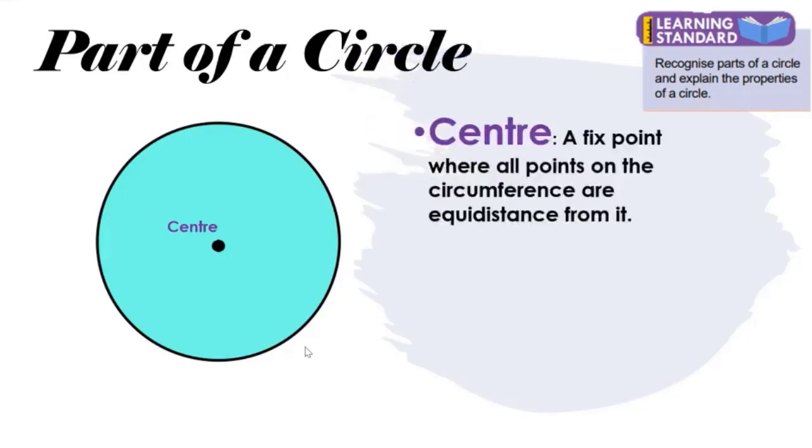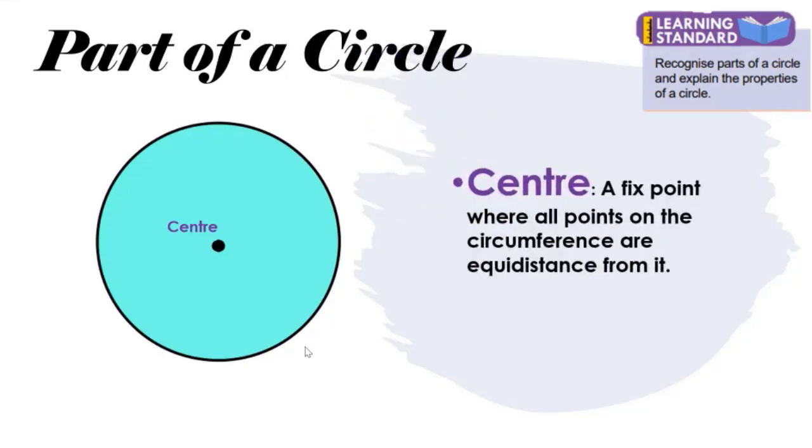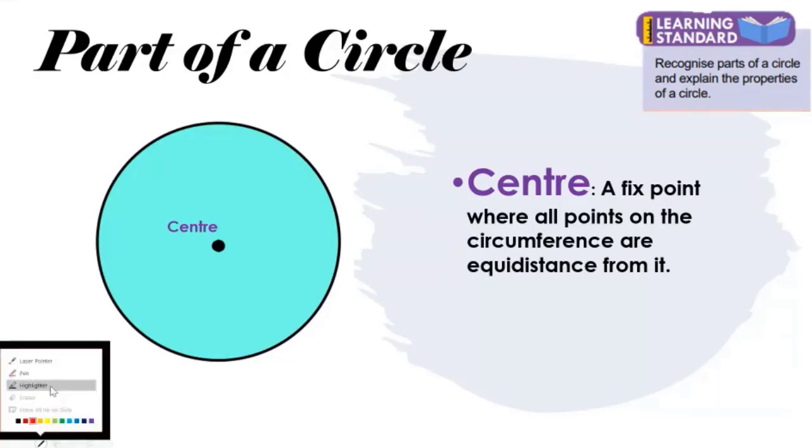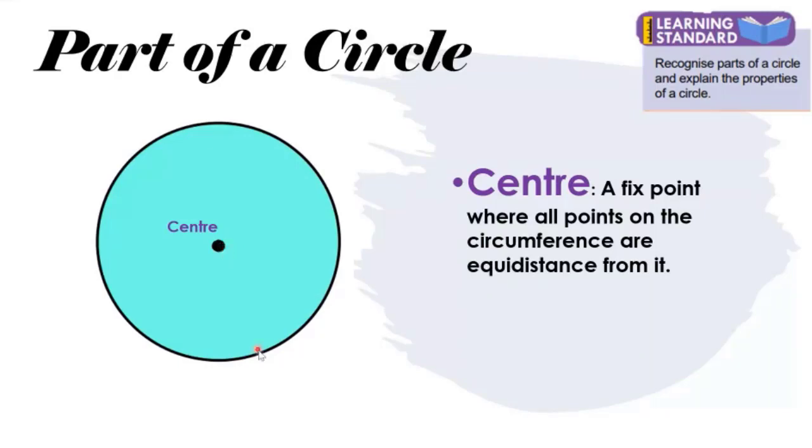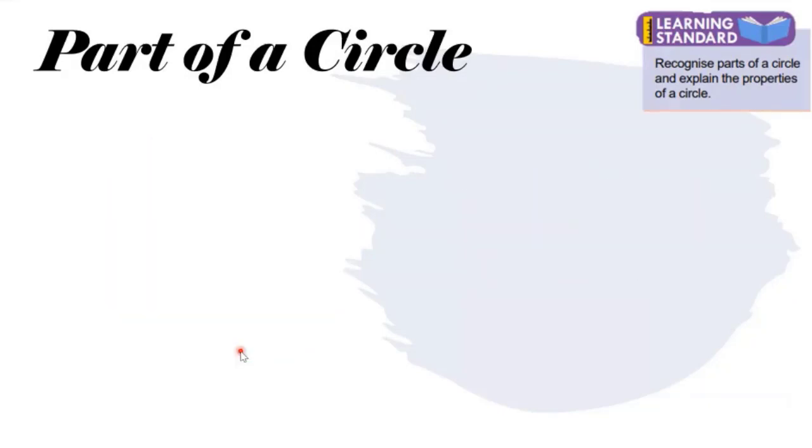So the center will be a fixed point. Why do we say fixed point? Because all the points from here to the circumference are at an equal distance from it. So from here to here, all the same. Let me see with the pointer. From here to here, all the same. So we call it equidistance. So this is the first part of circles.